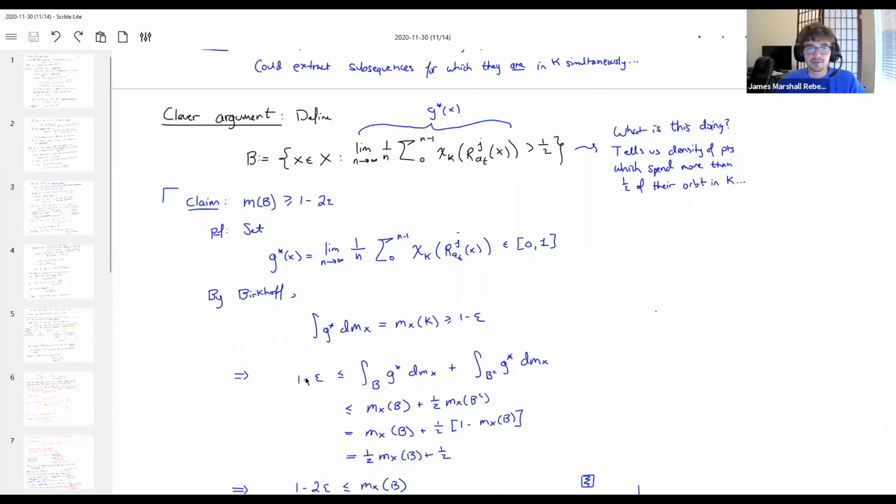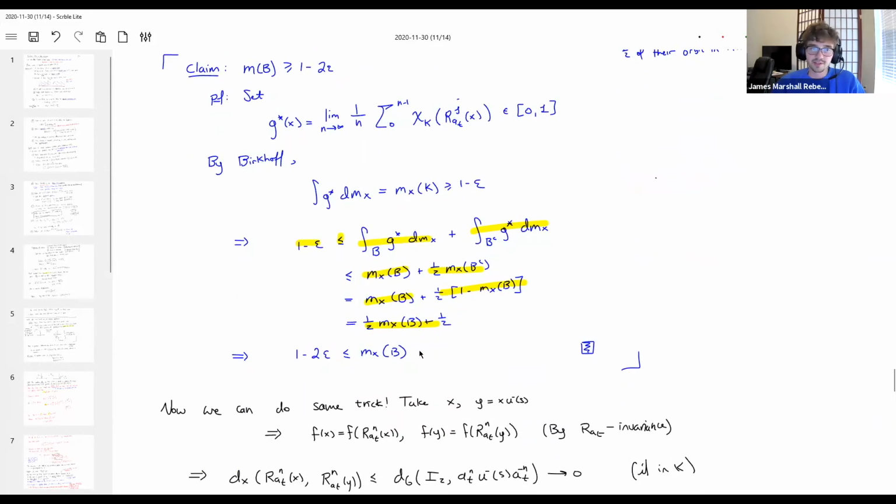And so 1 minus epsilon is less than or equal to this integral broken up. On these broken up parts, the integral here will be the measure of B. Over here will be 1/2 the measure of B complement. And then you just simplify things, algebra. And again, algebra gives you 1 minus 2 epsilon is less than or equal to the measure of B. So arbitrarily many points are going to be inside of this B.